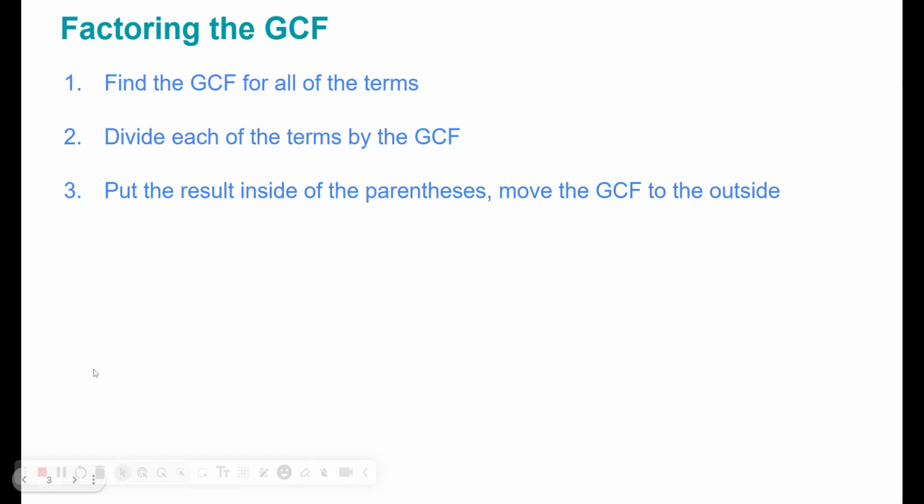So when we're factoring the greatest common factor, we're going to find that GCF for all terms. We're going to divide each of the terms by the greatest common factor. We're going to put the results inside of the parentheses, and we're going to move the greatest common factor to the outside. This is going to help us throughout the rest of the trimester in different ways. I'm going to show you how that looks now.